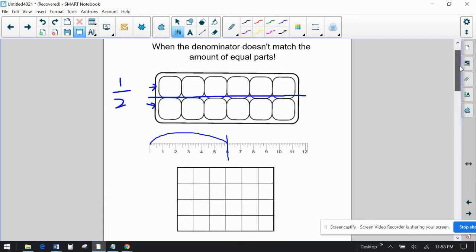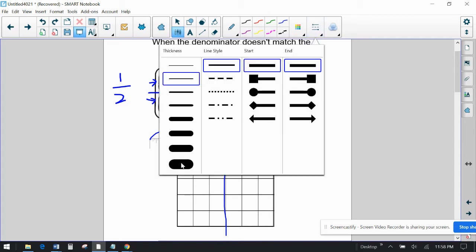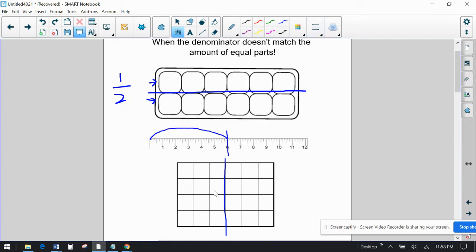And then I have another model down here. It's a 4x6 array, which is 24 squares. So if I cut it down the middle this way, I've created 2 equal parts. And if I wanted to shade in a half of my 24 squares, you guessed it, I'm shading in 12 of the 24 squares. That's a half. Okay, so that one was probably the easiest one because everybody knows what half means.